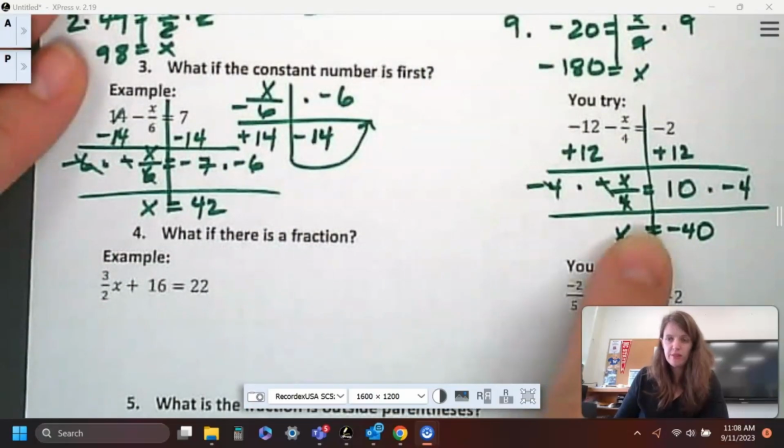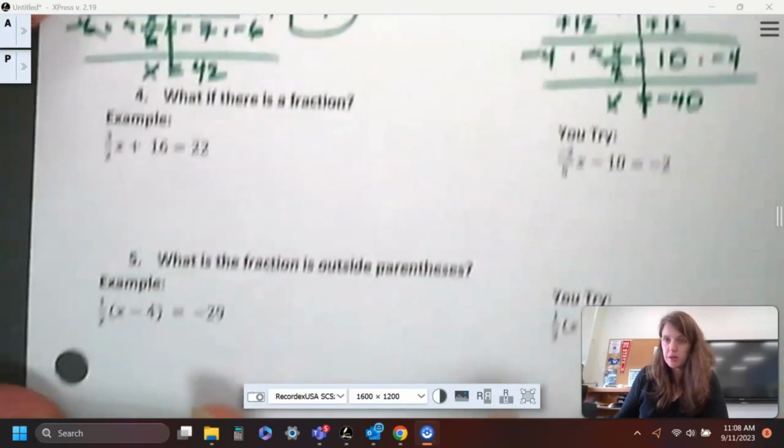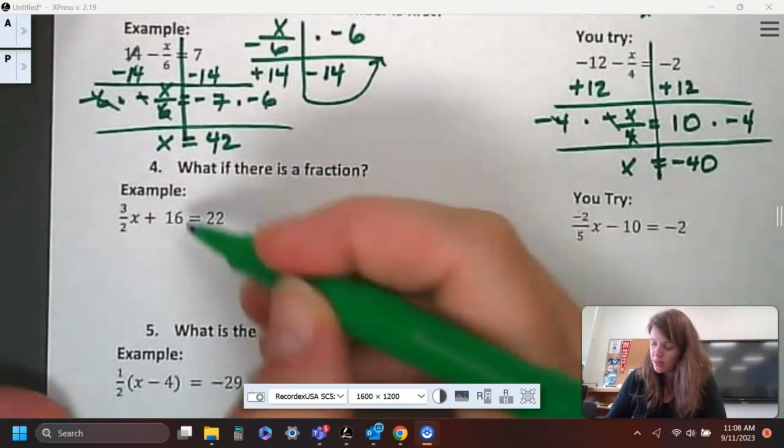So check that, negative 40. If you're having trouble, that'd be a good time to stop and have me come over and try to clarify some things. But the negative 40, I'll flip down so you can still see it if you're looking at it. Going on to the next one.